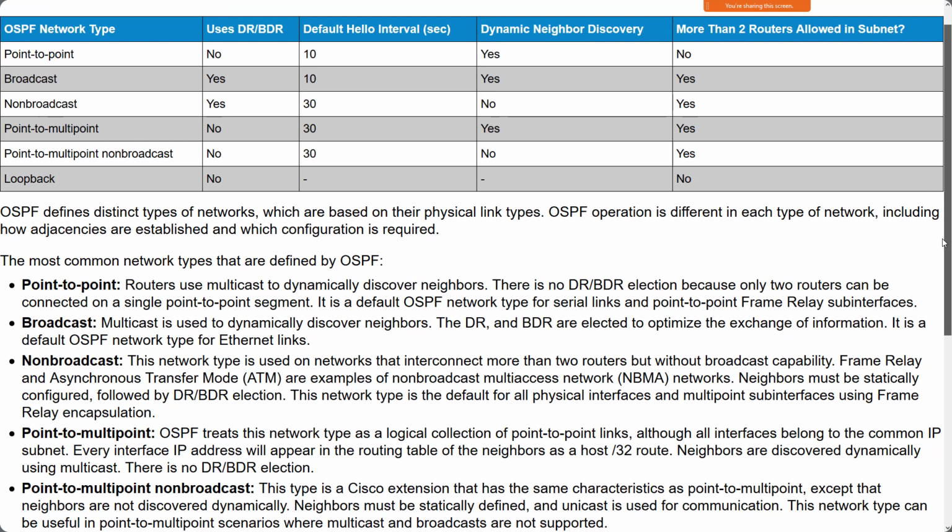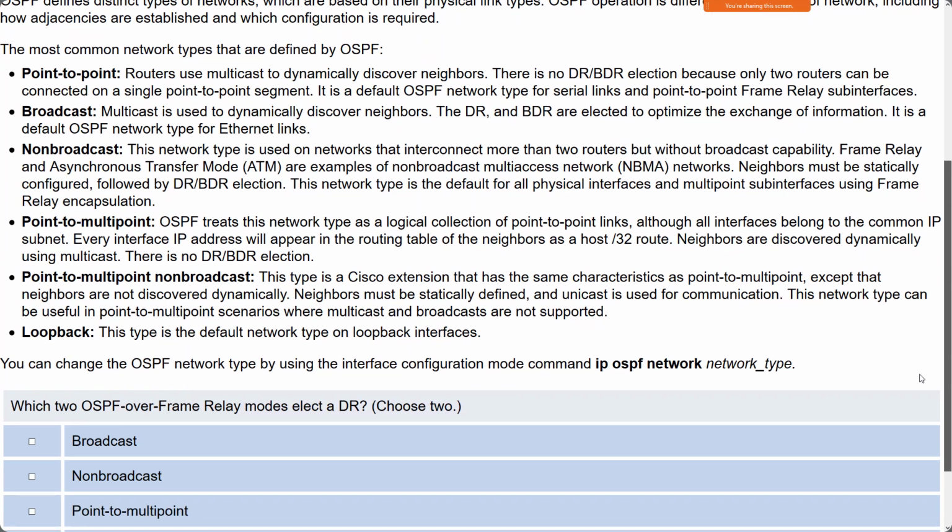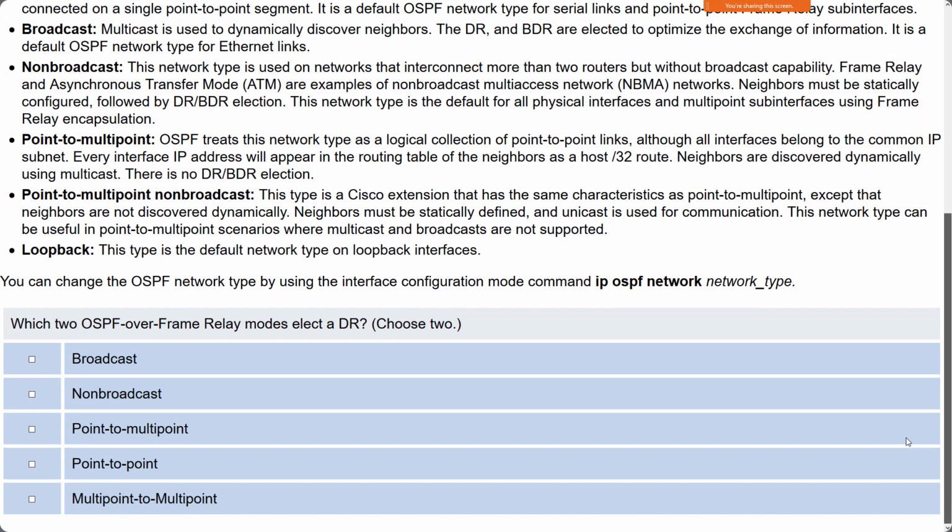Let's see. Which two OSPF over Frame Relay modes elect a DR? Well, anything that's not point to something. Point to anything, no DR, BDR election. So broadcast and non-broadcast, and there is no such thing as multipoint to multipoint. In broadcast and non-broadcast we would elect a DR and a BDR, but in point-to-point and point-to-multipoint, we would not.